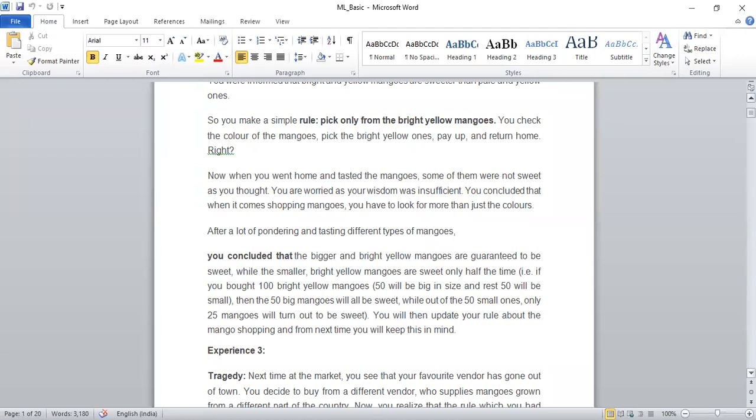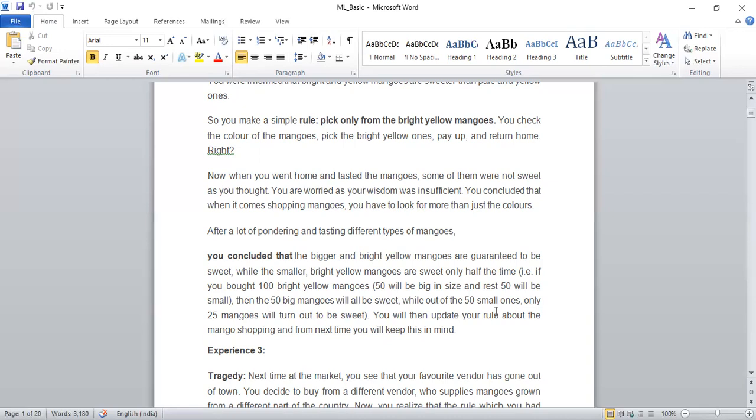Yes, ma'am. So out of 50 small mangoes, only 25 will turn out to be sweet. But if the size of the mangoes is big, then out of these 50 big mangoes, all are sweet. But in case of the small 50 ones, only 25, that is half of them, will turn out to be sweet. You will then update your rule about mango shopping, and from next time you will keep this in mind.